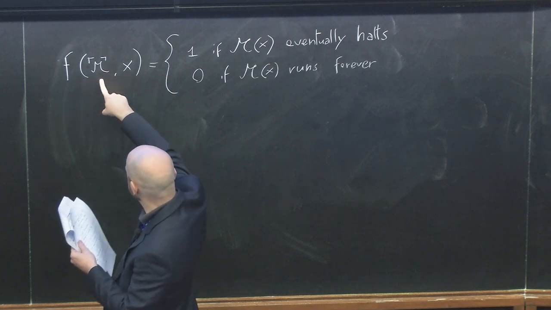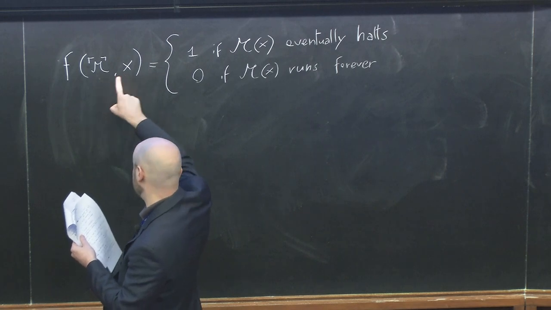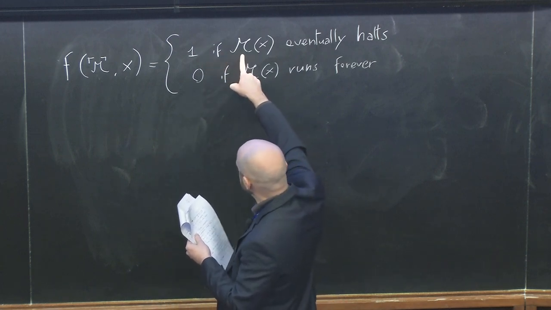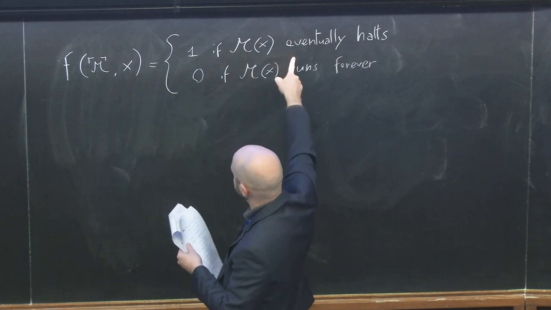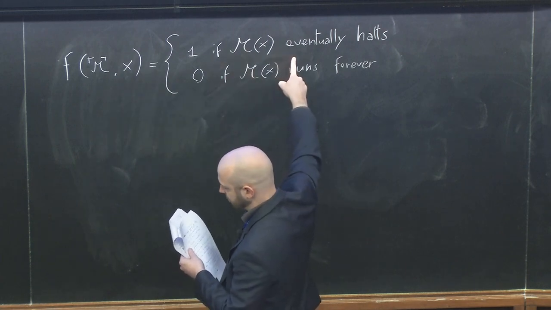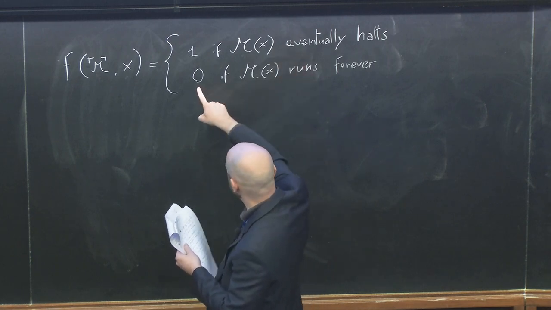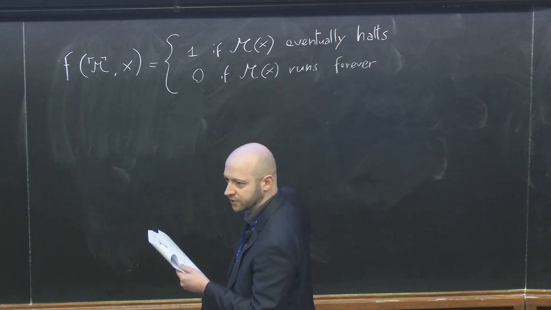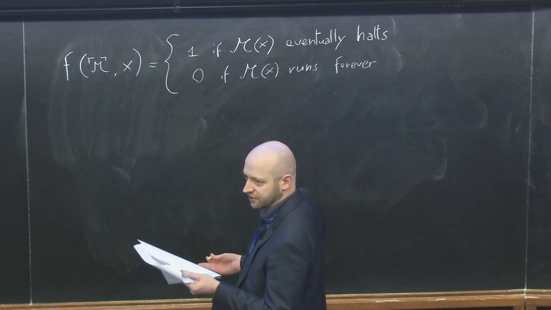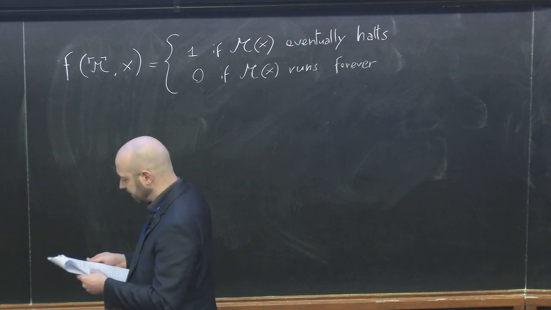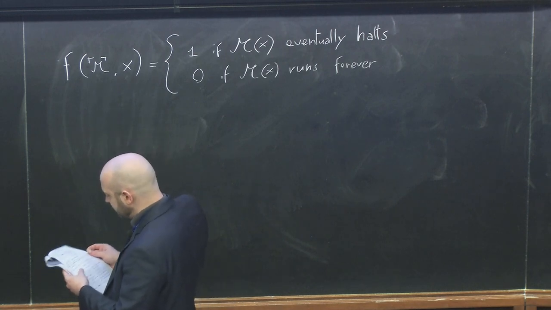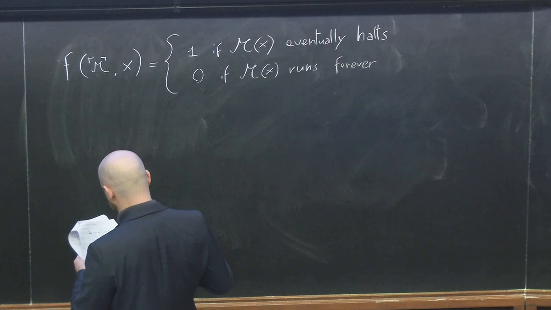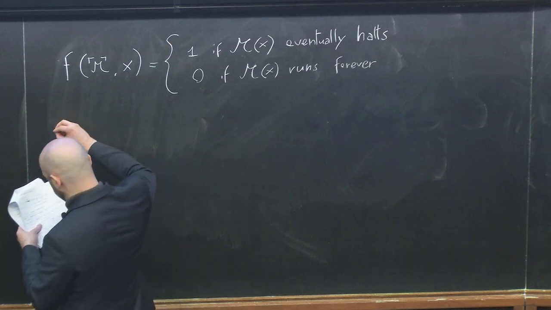So this function takes two arguments, and it outputs one if the machine M on input X eventually reaches a state accepting, rejecting, or at any rate, it eventually halts. And it's zero if the machine runs forever, either because it's stuck in a loop or just because the instructions are such that they never enter these halting states. So the claim is that this function is not Turing computable. It's not computable by any machine. And the proof is well known, but let me quickly review it.